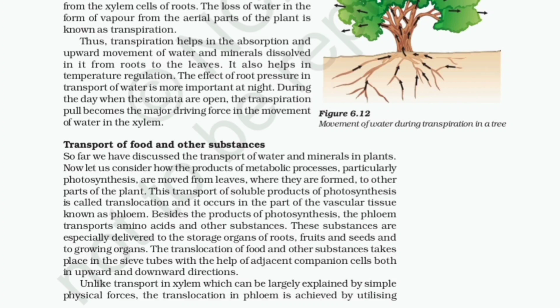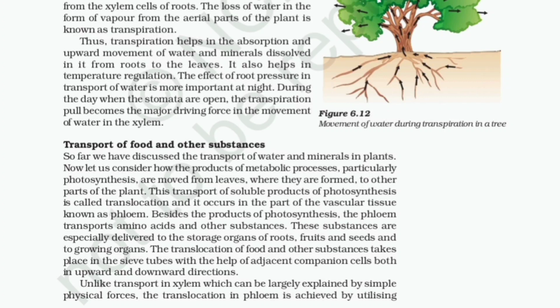The effect of root pressure in transport of water is more important at night. During the day when the stomata are open, the transpiration pull becomes the major driving force in the movement of water in the xylem. Transport of food and other substances. So far we have discussed the transport of water and minerals in plants. Now let us consider how the products of metabolic processes, particularly photosynthesis, are moved from leaves, where they are formed, to other parts of the plant.